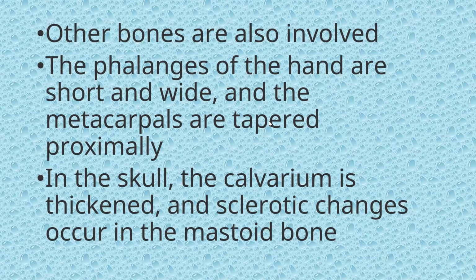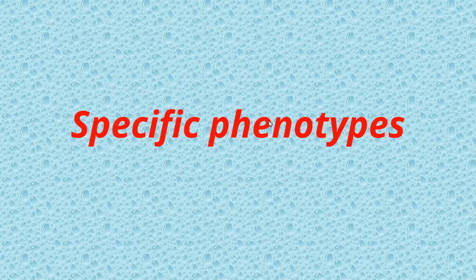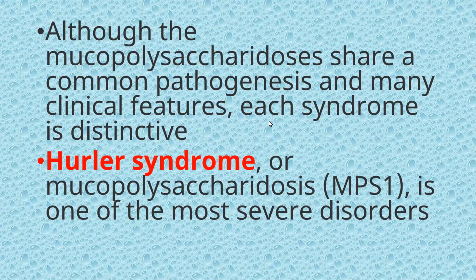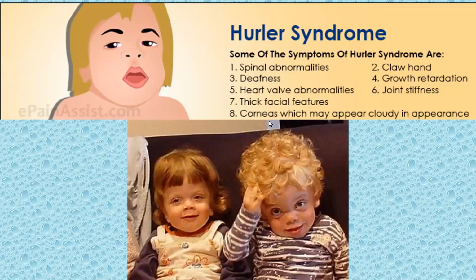Coming to the specific phenotypes, as I told you, they share a common pathogenesis and many features. Let's come to Hurler's syndrome, which is the most severe form. This is a summary of what you can see with Hurler's syndrome. You can get spinal abnormalities, claw hands, gross retardation, deafness, heart valve abnormalities, thick facial features. They have joint stiffness. The corneas may appear cloudy and later may end up with blindness.